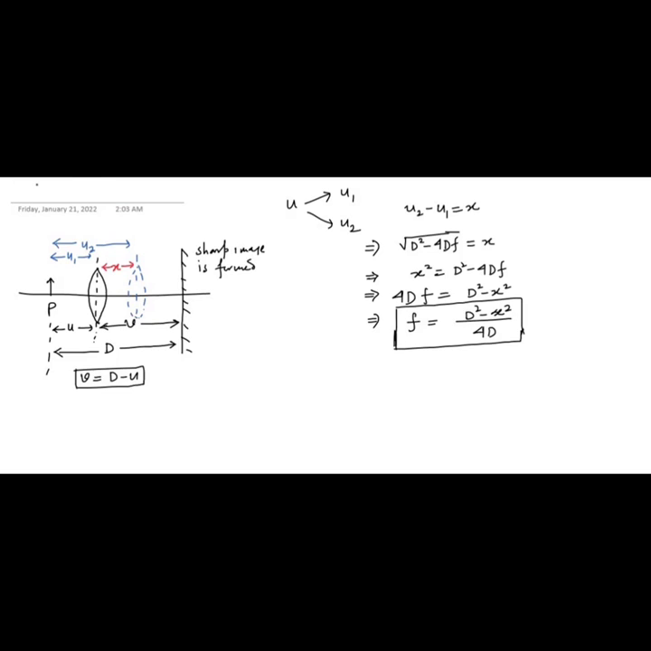Notice there is a very important thing here. What was the value of u? Just rewind the video a bit and see that the value of u was D plus or minus root of D square minus 4Df, upon 2. Now look at this thing.